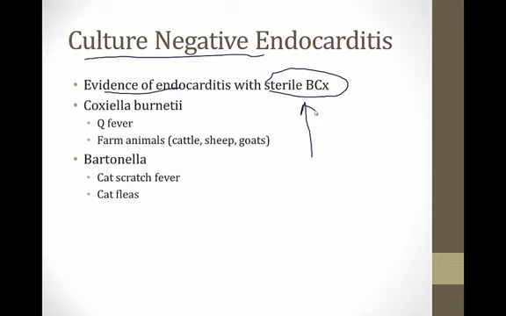Now, in reality, this usually means you made a mistake in obtaining the blood cultures, but on board exams, it means you have an infection with one of these two organisms, Coxiella burnetii, which causes Q fever and comes from farm animals, or Bartonella, which we discussed and causes cat scratch fever and comes from cat fleas.